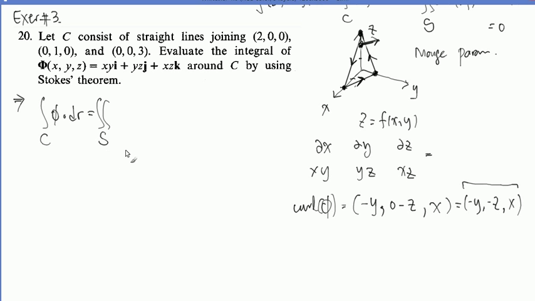When you do Stokes' theorem, you must have the same orientation. This one is going around like this, right? If you put your right hand with the four fingers going around like this, your thumb is pointing this way. So this S must have an orientation to make sense of this, and this is the orientation we have. Yes?